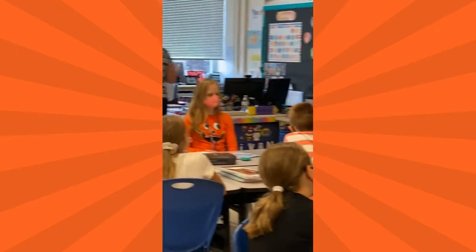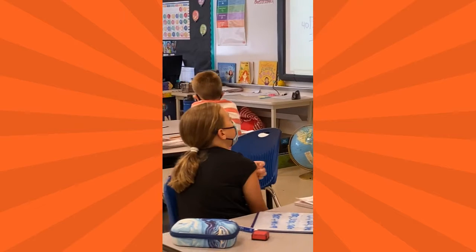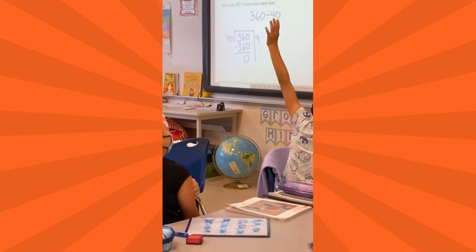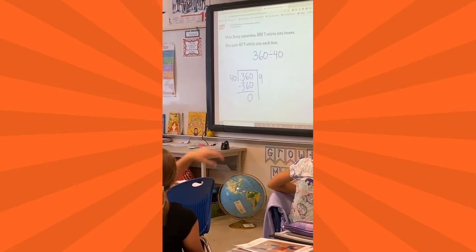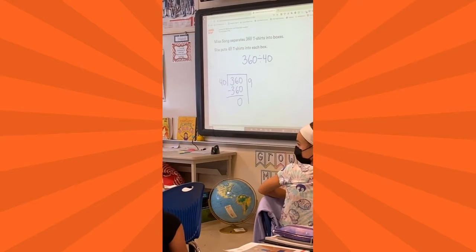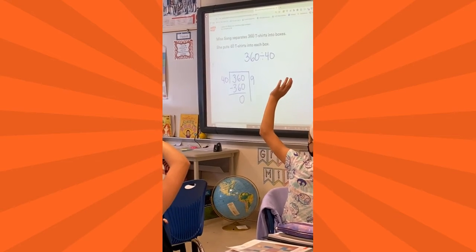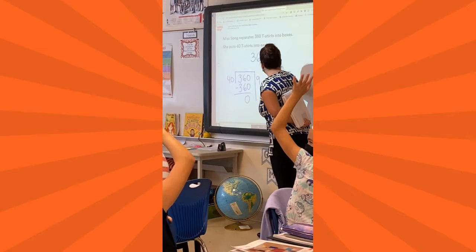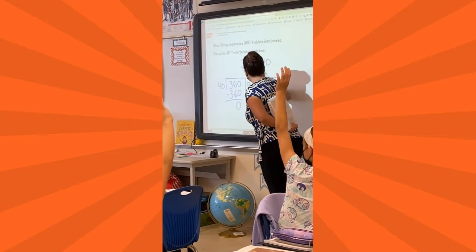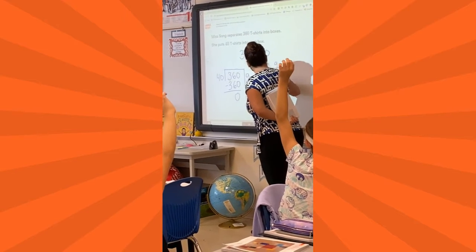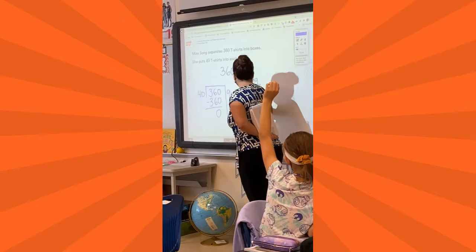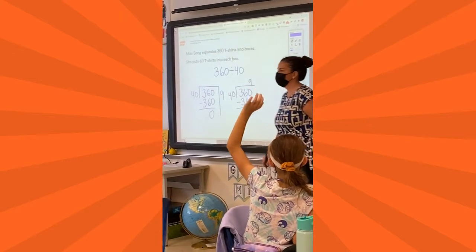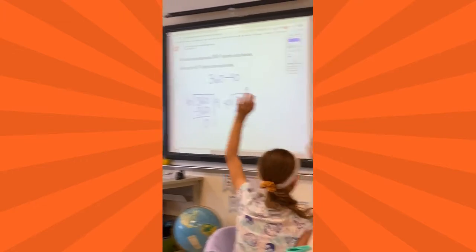Does anybody else want to add another strategy they used? Tanish? I did it kind of, it's not the same, but I just wrote the 9 on the top. So I'm going to show it up here because it's the same type of strategy, but I want to show the difference. Oh, I didn't add it with a straight line. Do you think these show the same thing? Yeah. Okay.